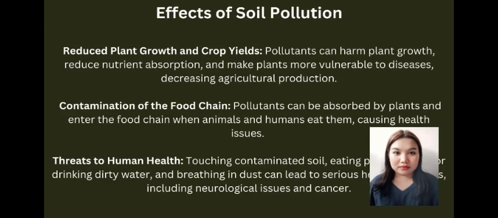Effects of soil pollution. Reduced plant growth and crop yield. Pollutants can harm plant growth, reduce nutrient absorption, and make plants more vulnerable to diseases, decreasing agricultural production. Contamination of the food chain. Pollutants can be absorbed by plants and enter the food chain when animals and humans eat them, causing health issues. Threats to human health. Touching contaminated soil, eating polluted foods, drinking dirty water, and breathing in dust can lead to serious health problems, including neurological issues and cancer.